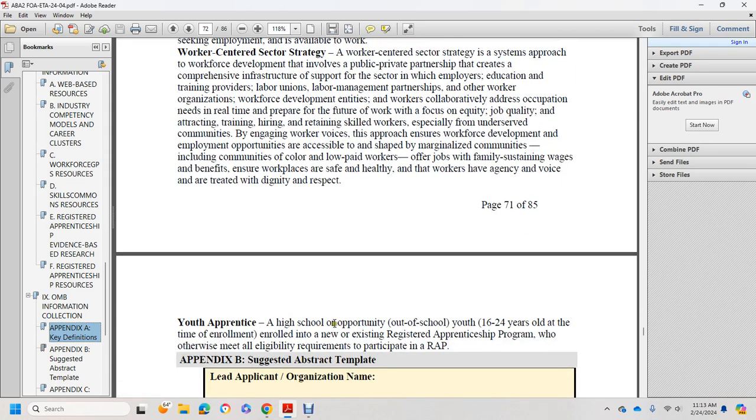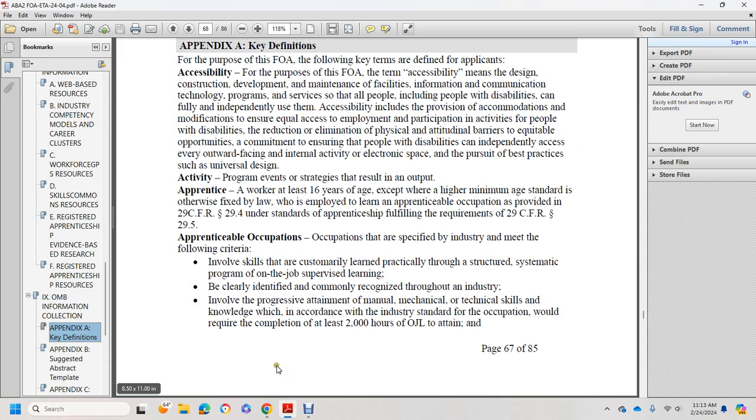Youth apprenticeship. High school, opportunity, and out-of-school youth aged 16 to 24 at the time of enrollment, enrolled in a new or existing registered apprenticeship program, who would otherwise meet all applicable requirements to participate in a registered apprenticeship program. And that was key definitions, Appendix A.